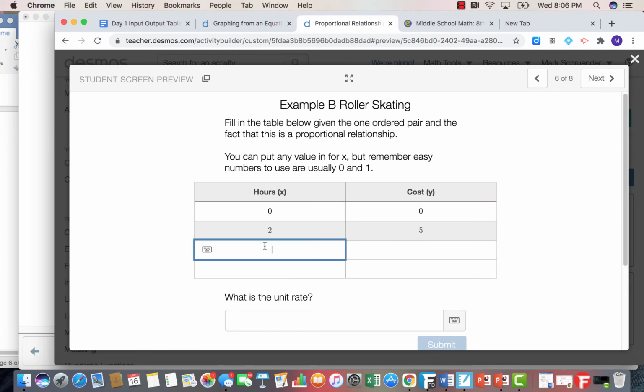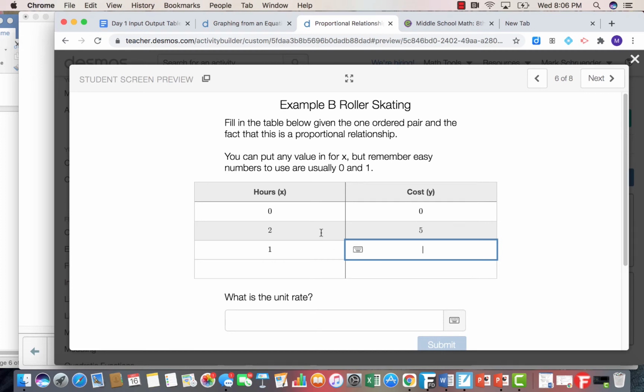So I'm going to fill in the rest of the table here. And I can fill in any numbers, but I do think in general 1 is a good number to use. And in this particular instance, it looks like if I take the hours and divide them by 2, I'd also have to take the cost and divide it by 2, right? Because I want to prove, if it's a proportional relationship, that whatever I'm doing to x, I have to do the same thing consistently to get y.